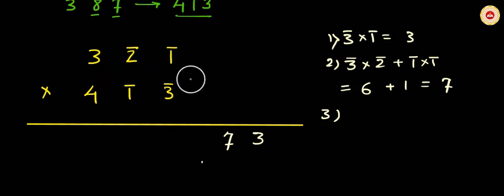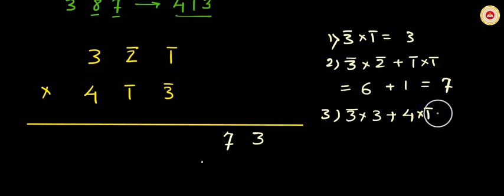So, multiplying the digits in these three columns, how to multiply? Consider the two outer columns, first and third. Negative 3 multiplied by 3, that is minus 3 multiplied by 3, plus 4 multiplied by minus 1, 4 multiplied by minus 1, negative 1. Plus, now consider the middle column.